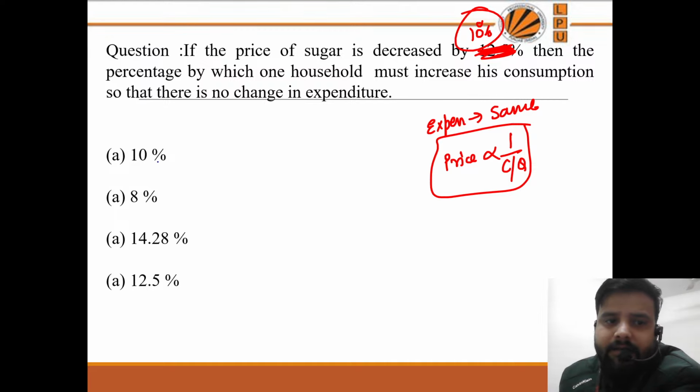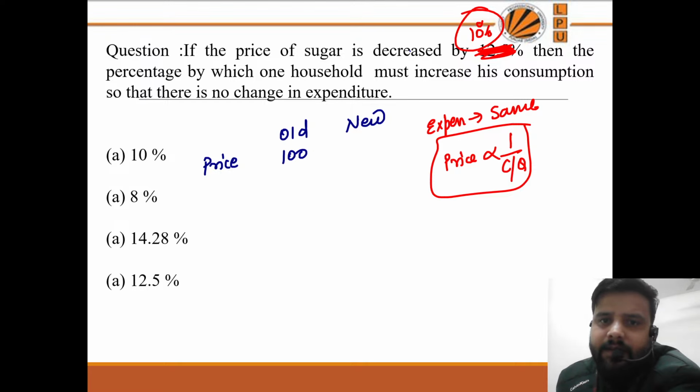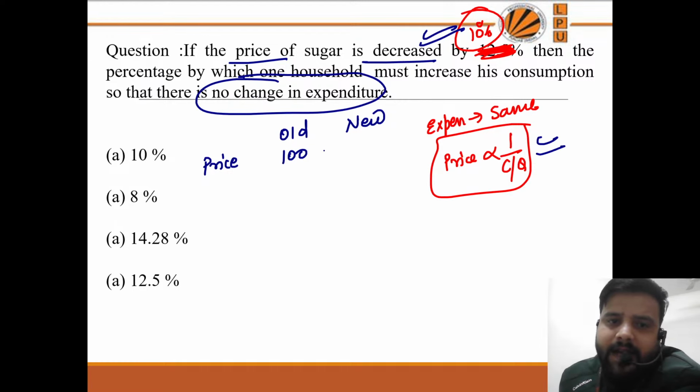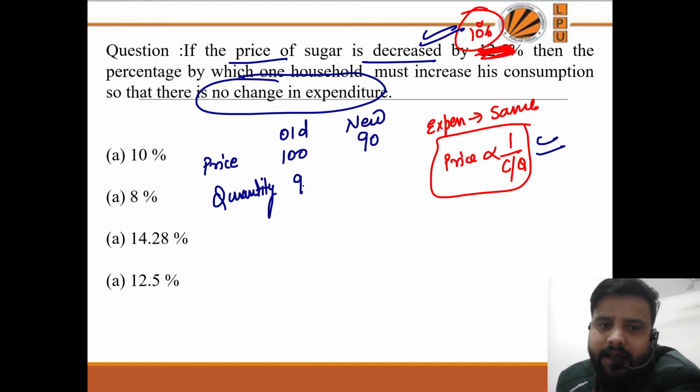Now let's do this question with 10%. You write price first of all, old and new. Let's assume the old price as 100. Your price is decreasing by 10% and expenditure has no change. That's why we will apply this relationship. So if the old price is 100, decreasing by 10%, the new price will be 90. Since the expenditure is the same, the reverse will happen with the quantity. So if quantity initially was 90, now it will be 100.